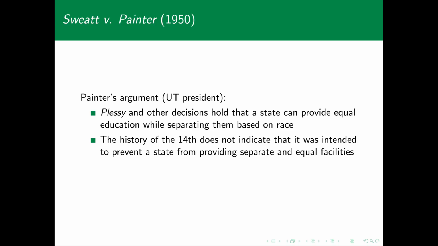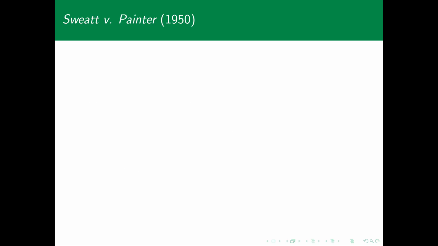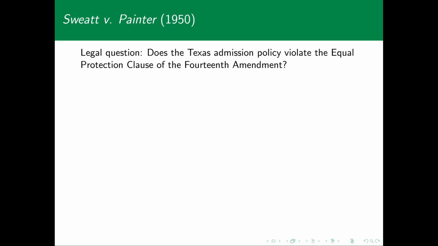Painter disagrees with Sweat's claim that the two facilities are equal. They're saying no, they're fine. They're pretty much equivalent. They're substantially equivalent, as the Texas court said. Basically, what Painter and the Texas court mean by they're equal is you can get a law degree from both of them. So the question here is, does this separate but equal admissions policy, so having an all-black school and an all-white school in Texas, violate the Equal Protection Clause?